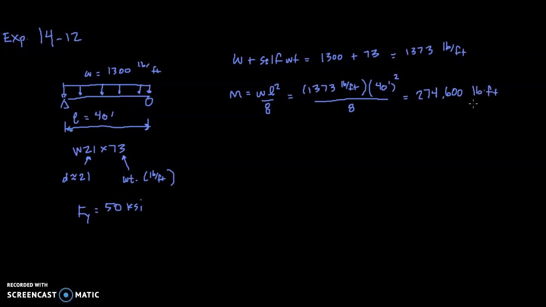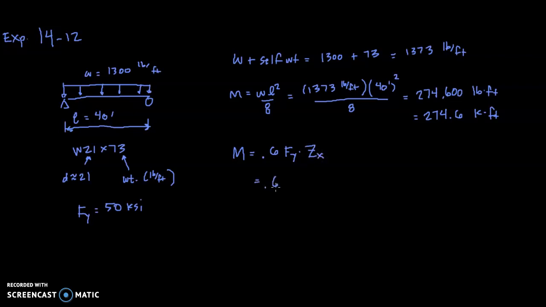When dealing with steel, we often use kips to keep the numbers a little bit smaller. So that would be equal to 274.6 kip feet. So that's the moment that's being applied to it. Now we need to figure out how much moment it is allowed to carry. So the allowable moment is going to be 0.6 times the yield stress times the plastic section modulus.